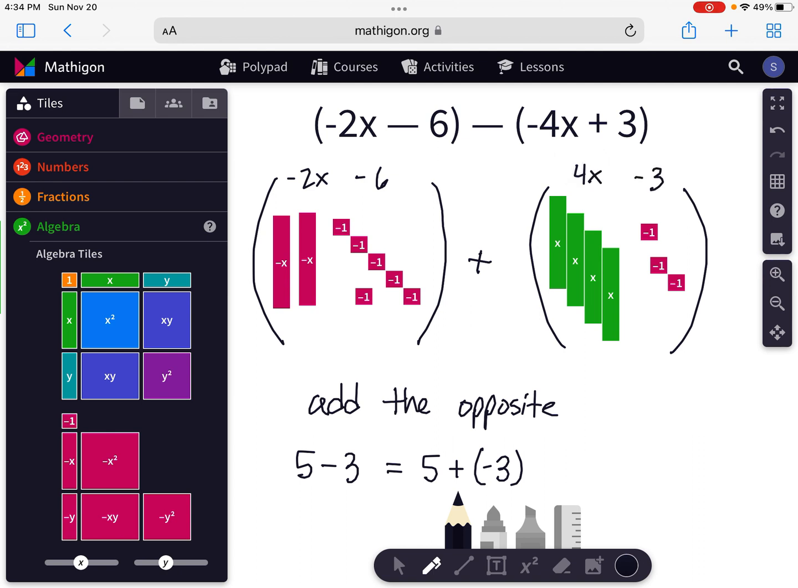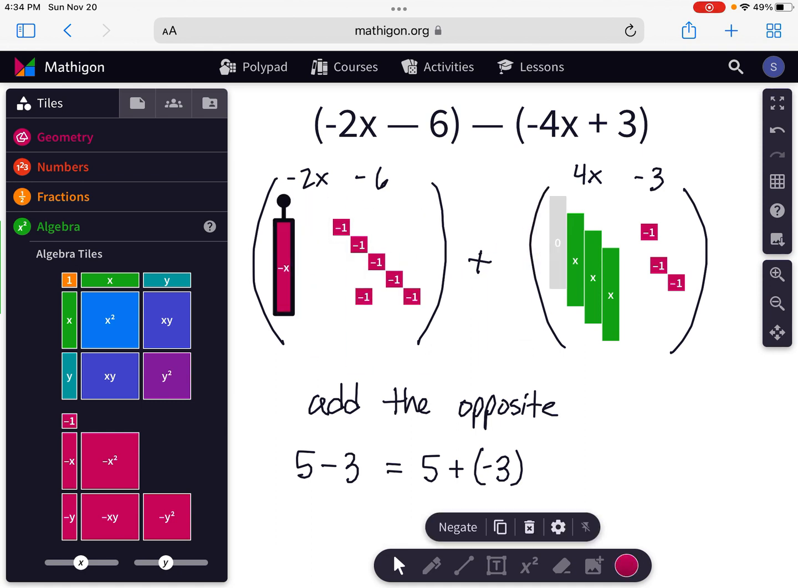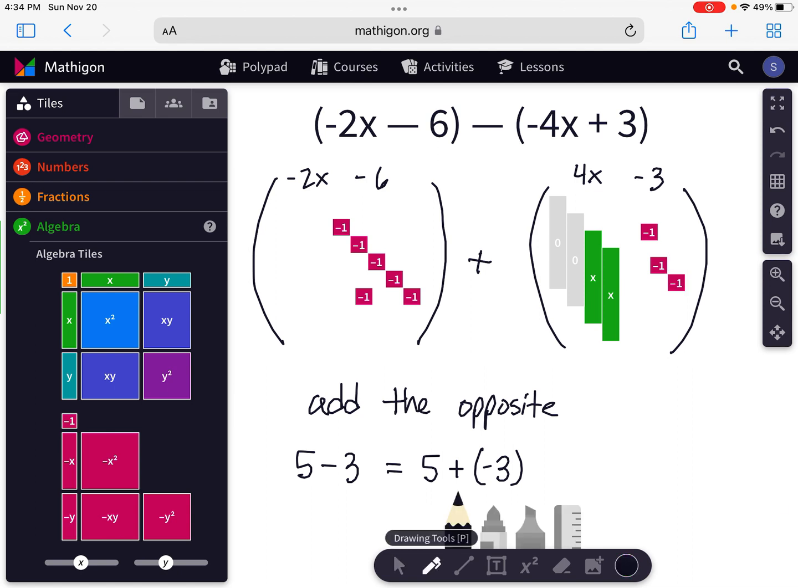And if you combine all of those together, these two x's will cancel. And I'm going to be left with, in total, 2 x's and negative 1, 2, 3, 4, 5, 6, 7, 8, 9 1 tiles. 2x minus 9.